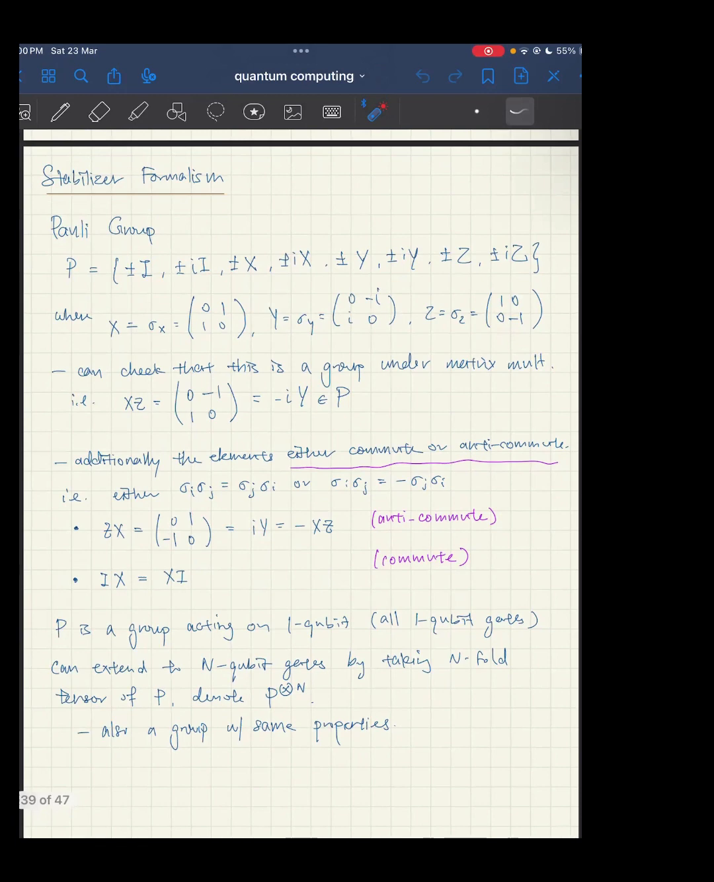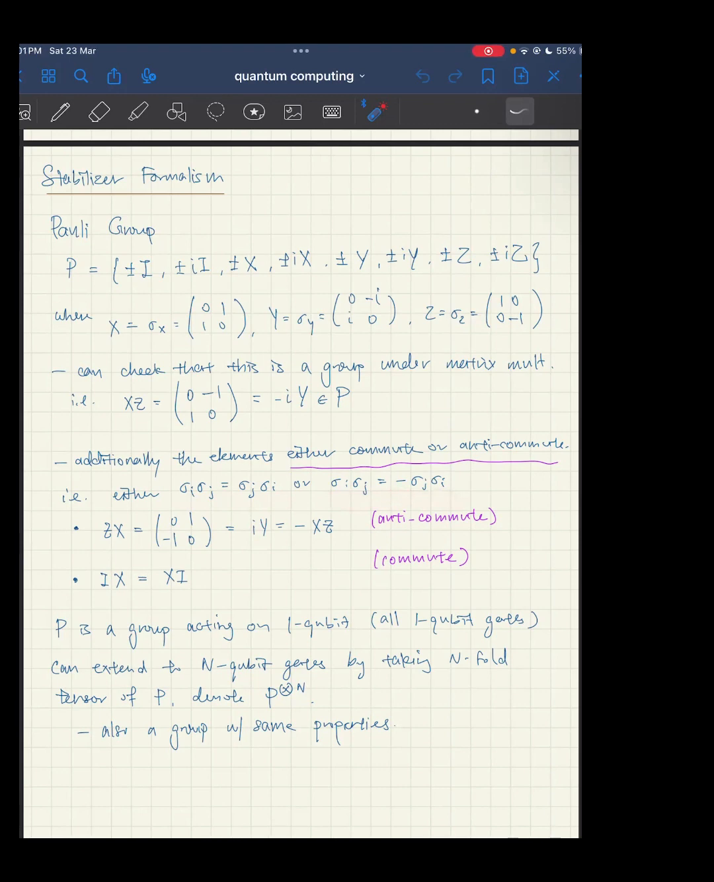Another interesting property of the Pauli group is that the elements either commute or anti-commute. We won't prove this, but what does it mean to commute? If we take any two elements in the group, call them sigma i and sigma j, either sigma i sigma j equals sigma j sigma i, which means you can flip the order at which they are applied and get the same result, or they anti-commute, which means that if you flip the order, you get a negative sign.